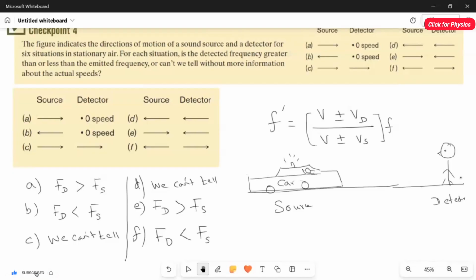Out of the six situations, we cannot answer the third and fourth situations, C as well as D. Why? Because we need more information for these two situations, since they only mention the direction of movement. They do not give the speed of the detector or the speed of the source. Once we know this information, only then can we give the answer for part C and part D. But for the remaining four questions, it's very clear, so we gave the answers for those four situations. Clear? That's it. Thank you.